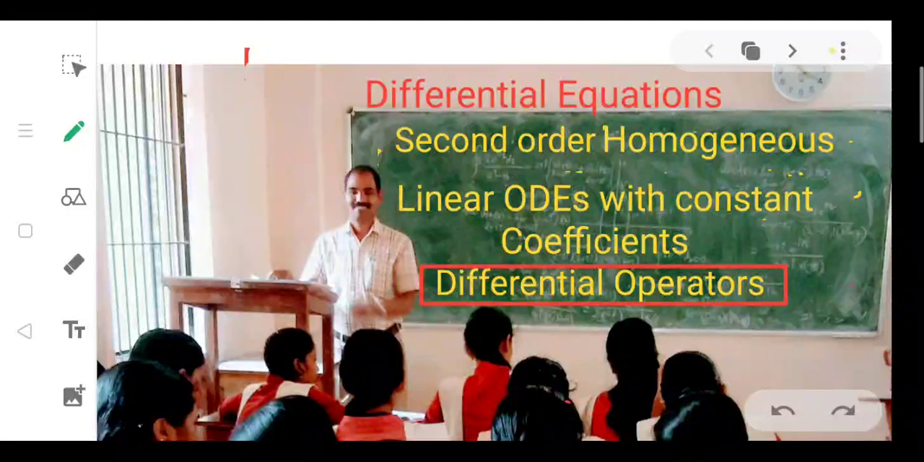We are discussing second order homogeneous linear differential equations with constant coefficients. Today we will discuss something about operational calculus. Before that, we will see what are operators, what are different types of operators, in particular what is a differential operator.